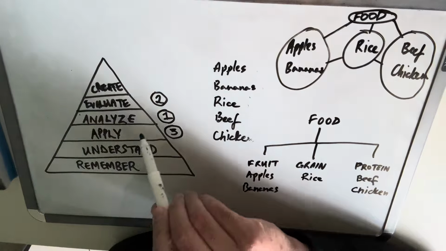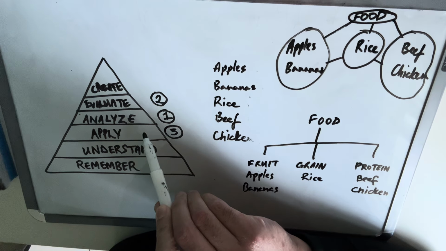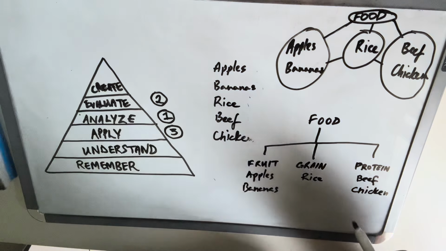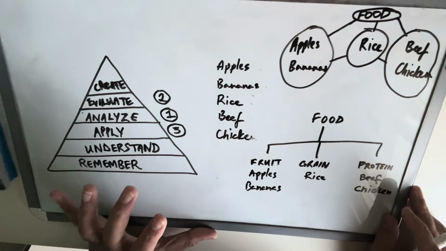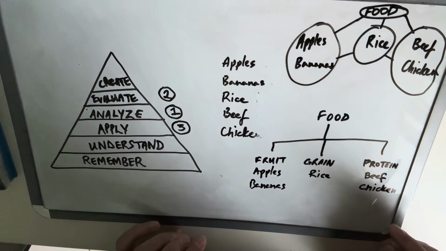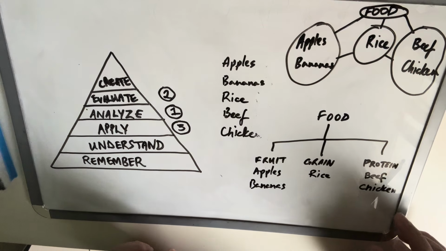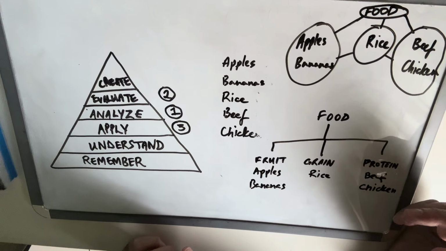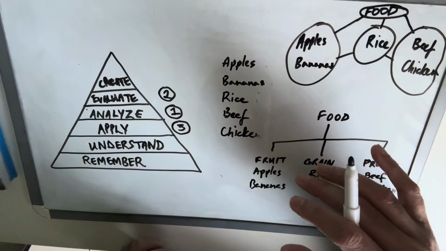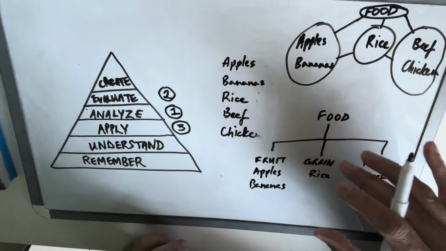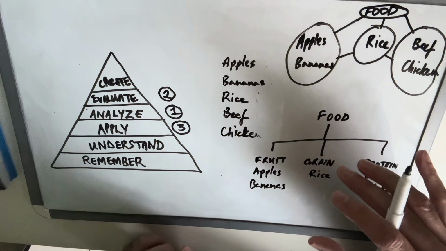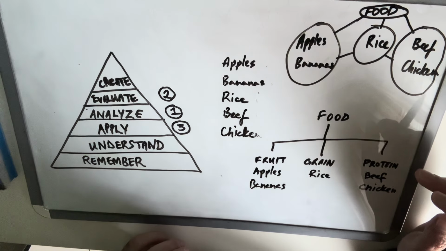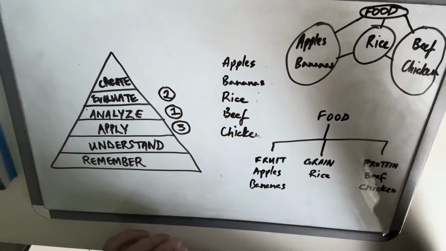So this is our analyze level here in the Bloom's taxonomy triangle. After this, we can evaluate and see the importance of these facts, whether one is more important than the other and what effect they have. Not just the fact that these are different groups of items that are interconnected, but what is the effect? And that's what we will discuss in the next lesson after this.